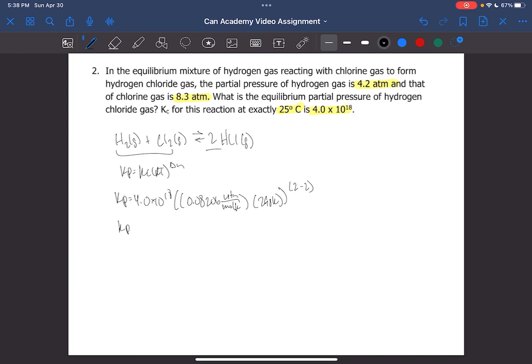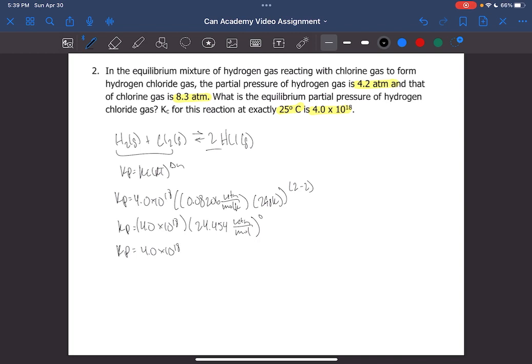So we can start solving this out. Kp equals 4.0 times 10 to the power of 18 times 24.454 liters atm over mole, and it's raised to the power of 0 because 2 minus 2 is 0. And everything raised to the power of 0 is 1. So we get that Kp is equal to 4.0 times 10 to the power of 18.